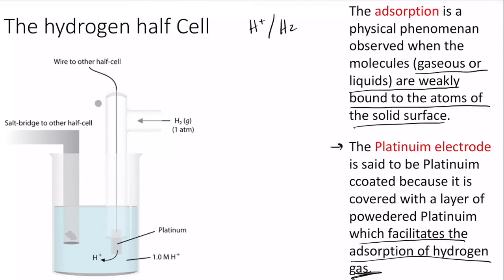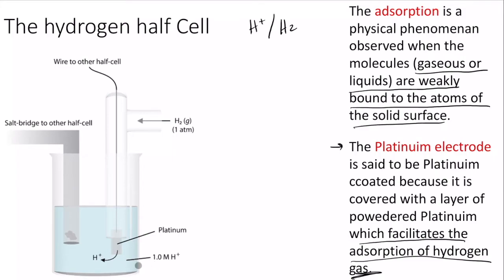Now, as you see in this photo, we have the hydrogen half cell. This is the salt bridge. Here the hydrogen gas is being pumped at 1 atmosphere, and here we have the wire. On this wire, we are dipping platinum inside the H+ solution. Okay, so platinum is being dipped inside H+, and the hydrogen gas is being pumped through this tube going down to the platinum.